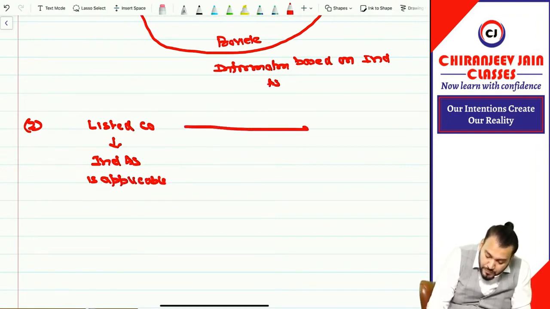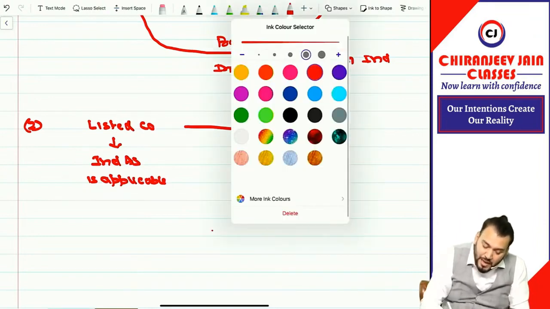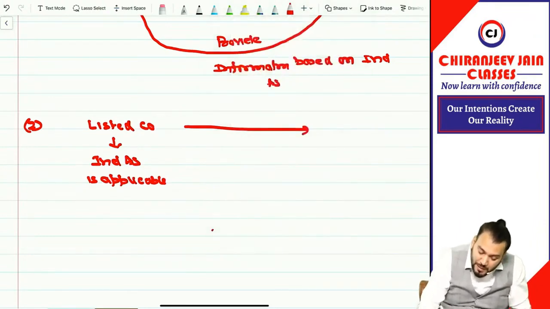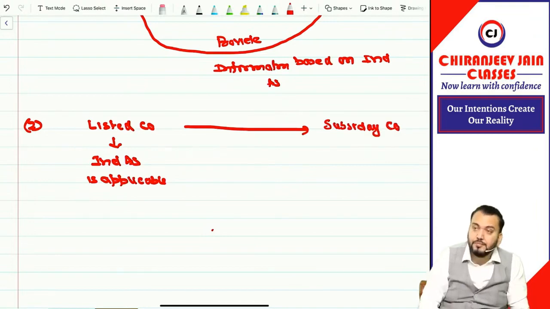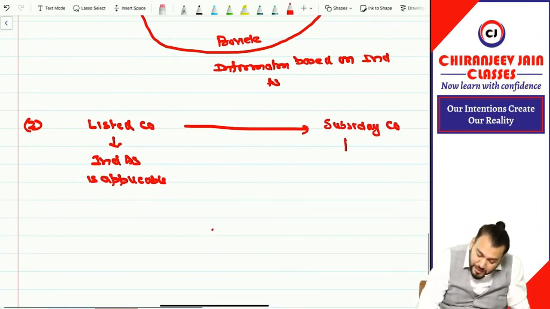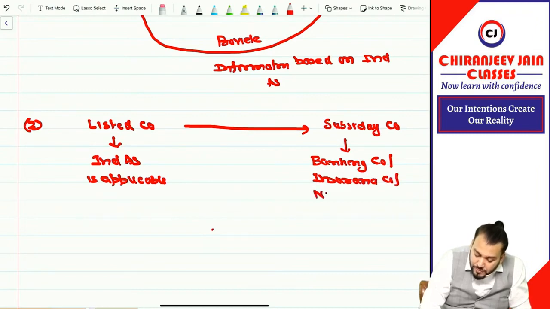Understood? Have you understood this point? And they have one subsidiary company which may be either a banking company or an insurance company or an NBFC, correct?